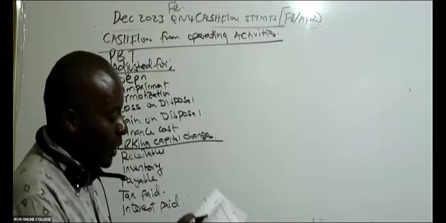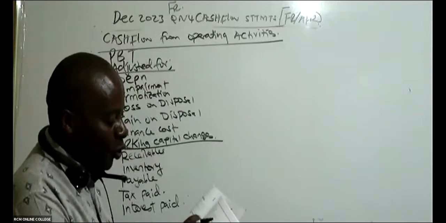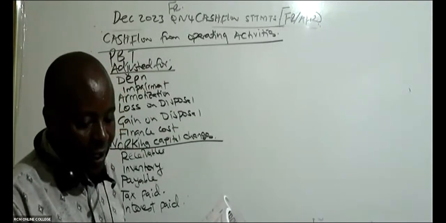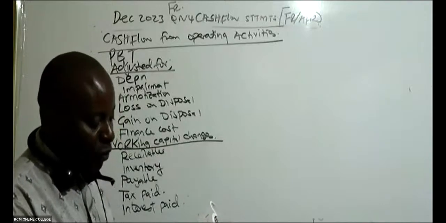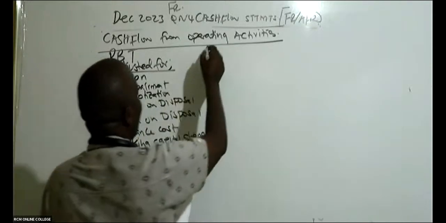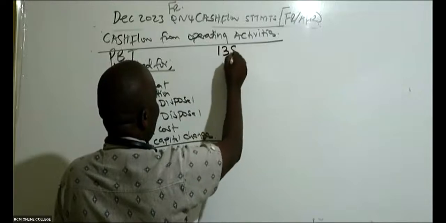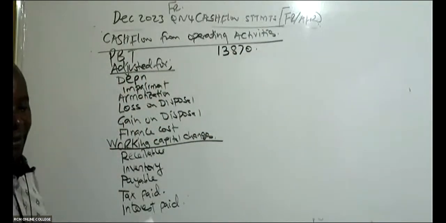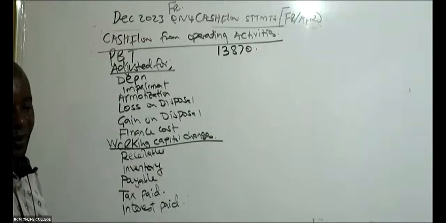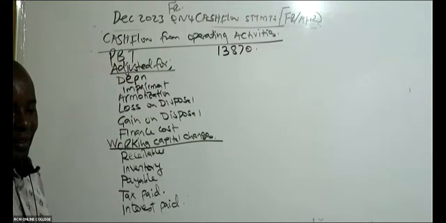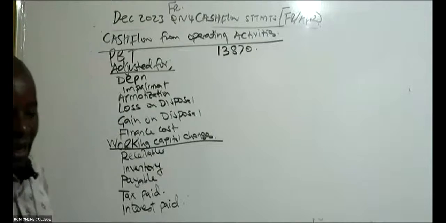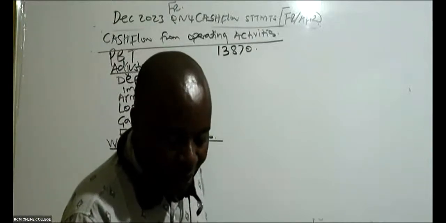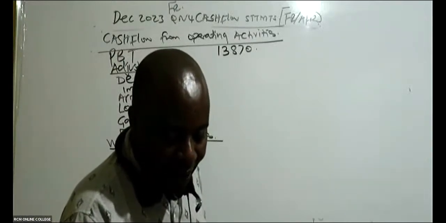Are you able to see somewhere there profit before tax? Is there anybody who is able to see the profit before tax of 13,870? Anybody who is able to see that, please. Maybe they don't have the question paper. I even have it. How come I forgot about it? I have it.